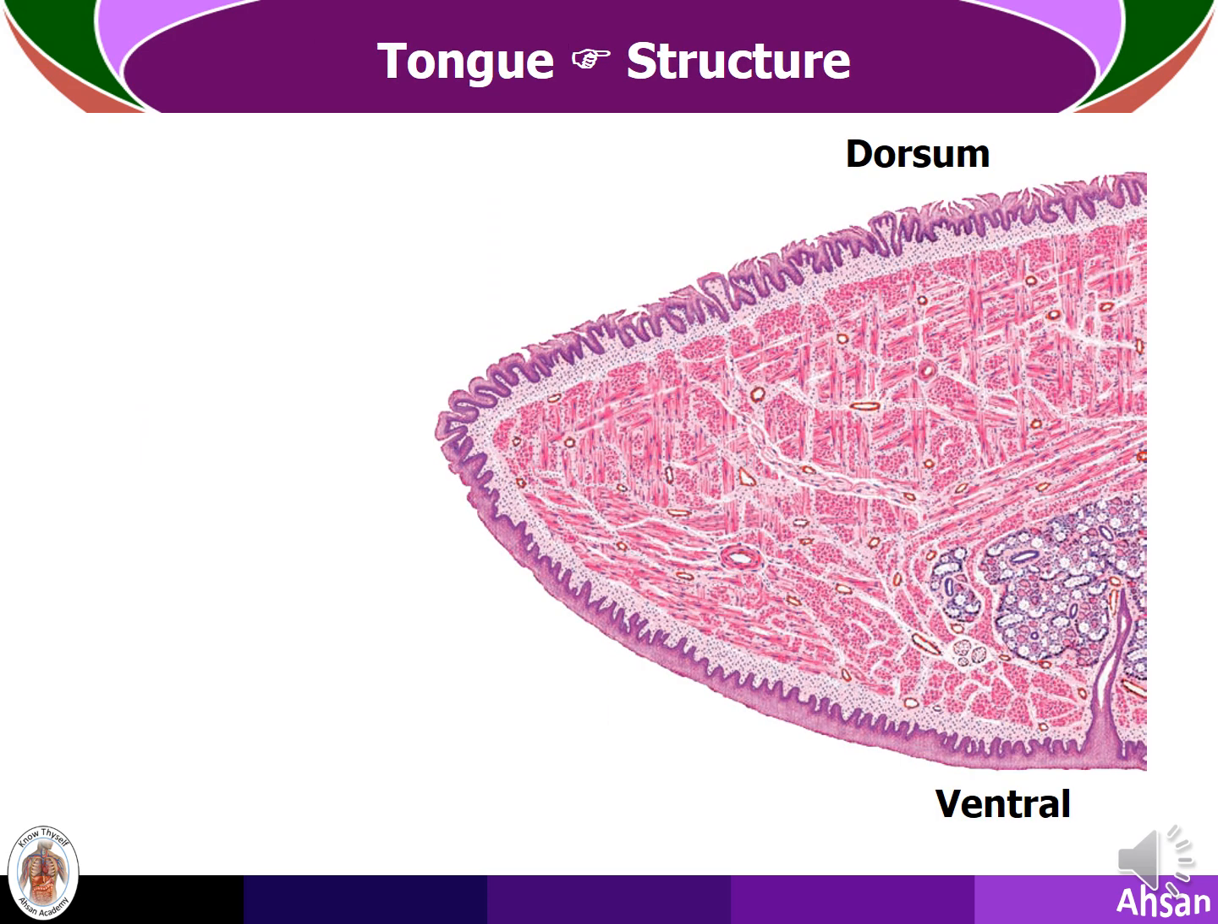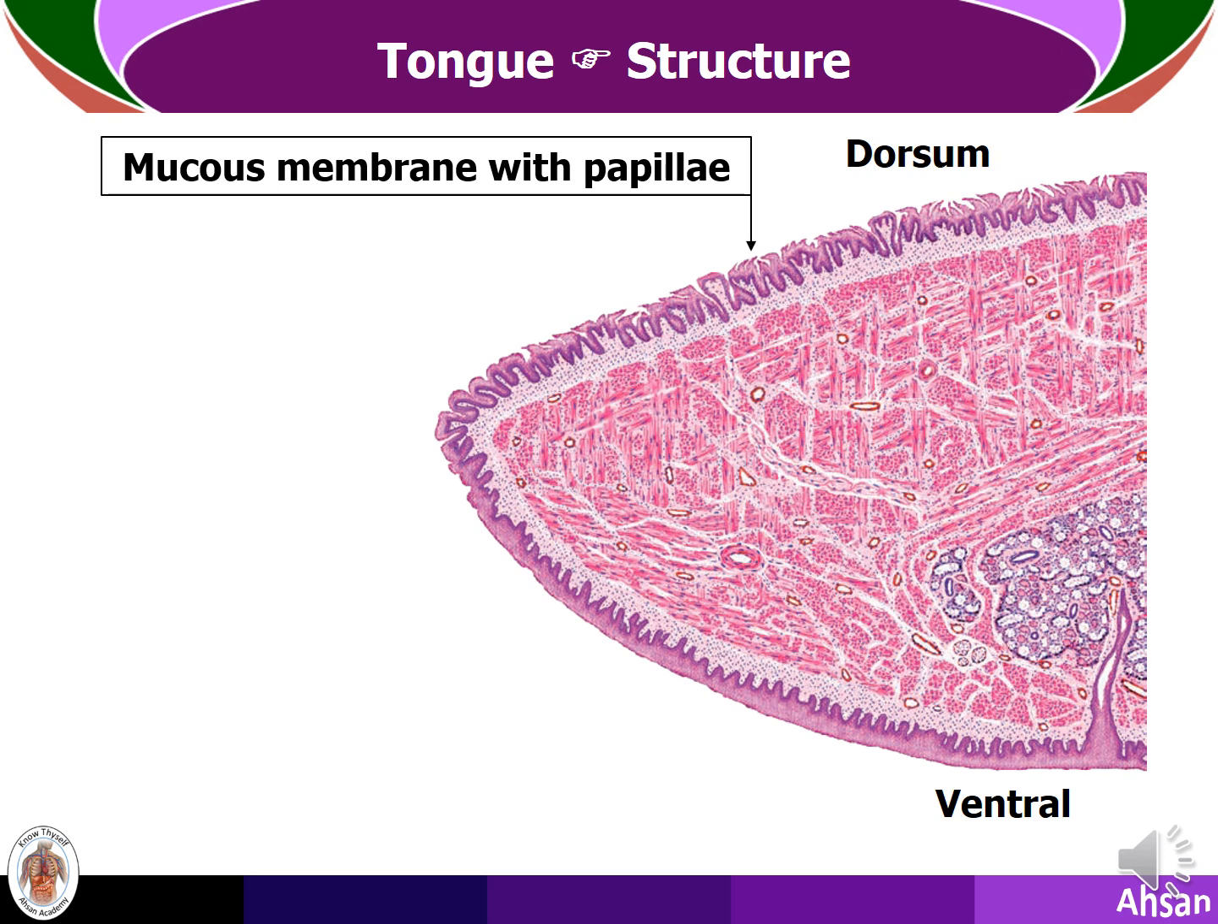Let us discuss the histological structure of the tongue. This is a section of the tongue showing different layers. The outer layer is the mucosa. Mucosa comprises lining epithelium and lamina propria. Lining epithelium is stratified squamous, having some degree of keratinization on the dorsum and non-keratinized on the ventral surface.